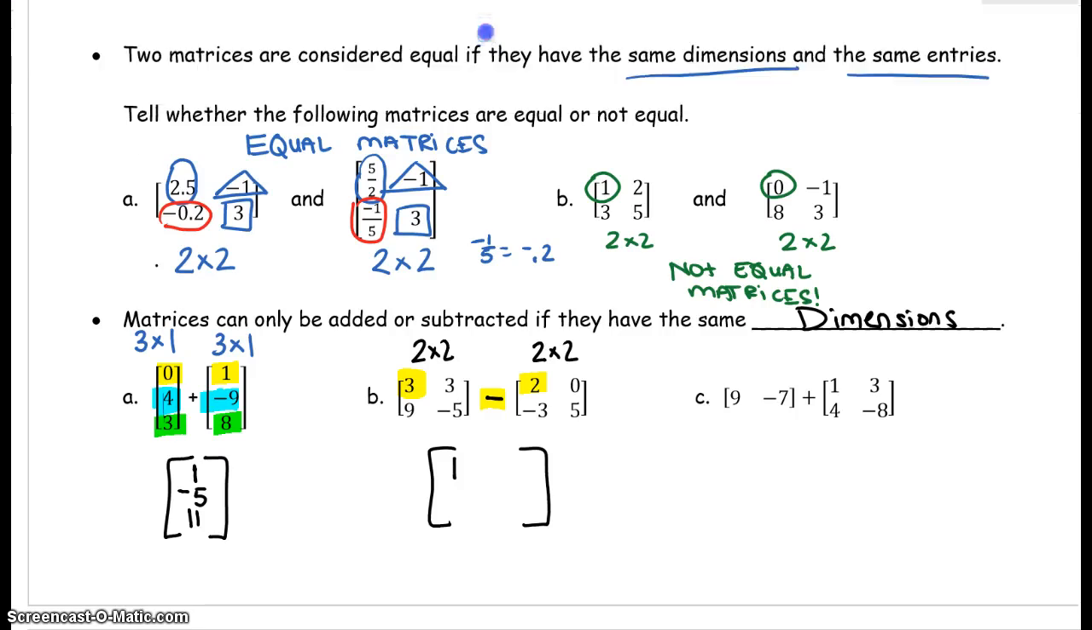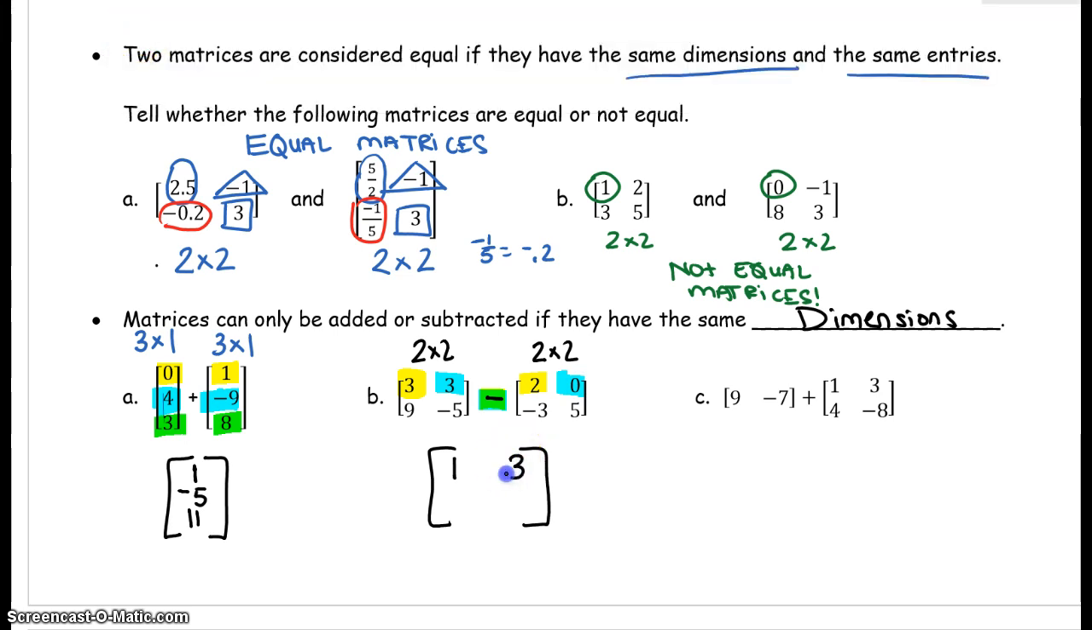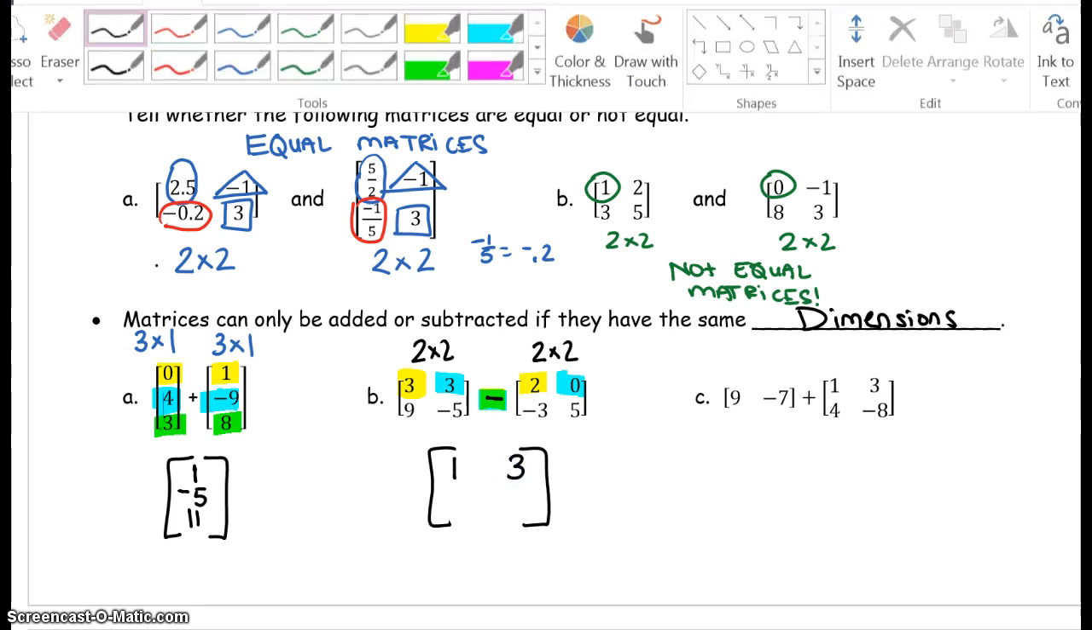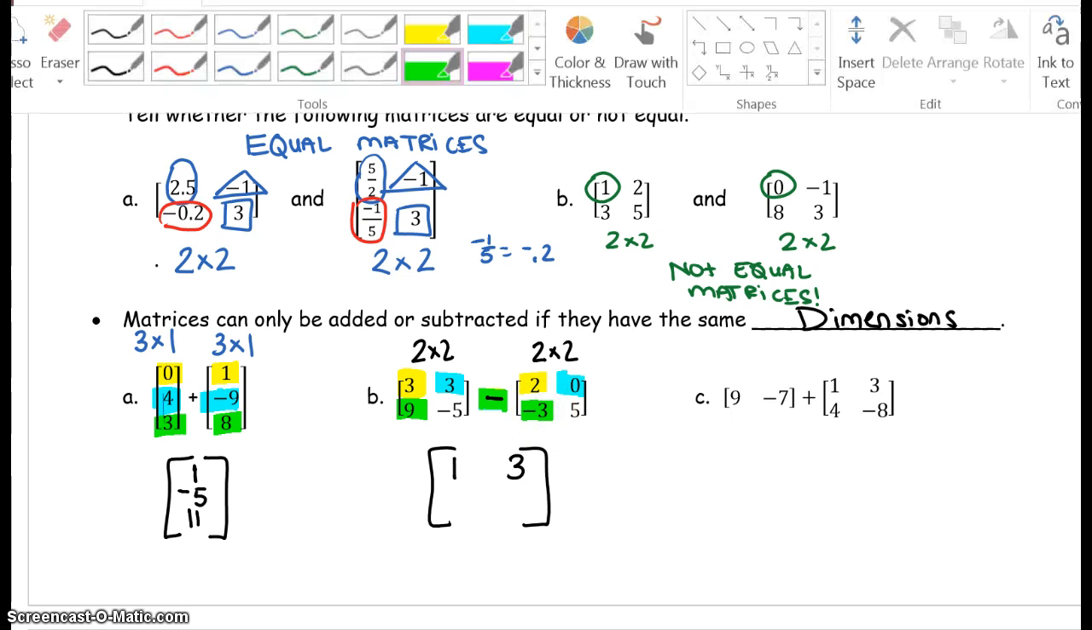All right, we're going to go ahead and do the same thing. We have 3 minus 0, and we're going to subtract. 3 minus 0 is 3, and we're going to put it in the same place. We're going to continue this. We have 9 minus negative 3. Well, now you have to be careful here.